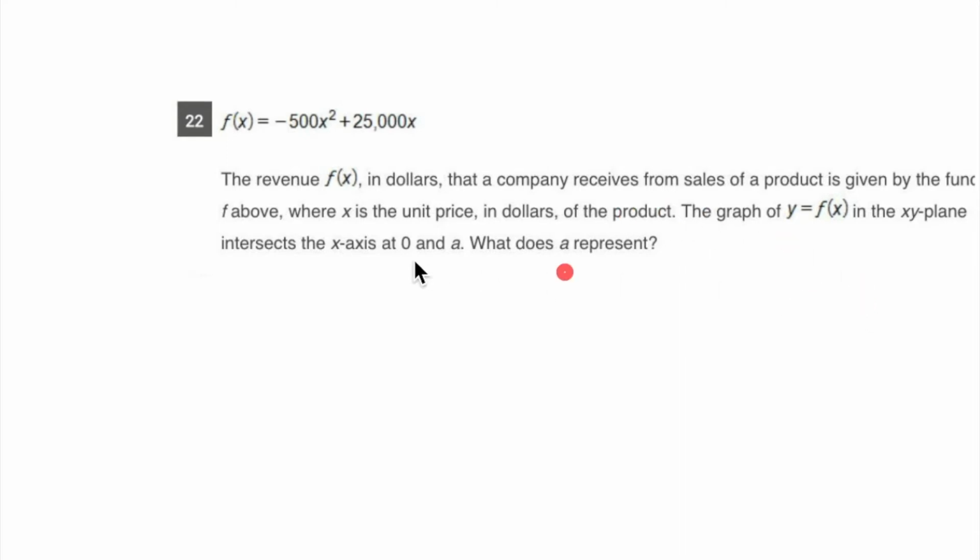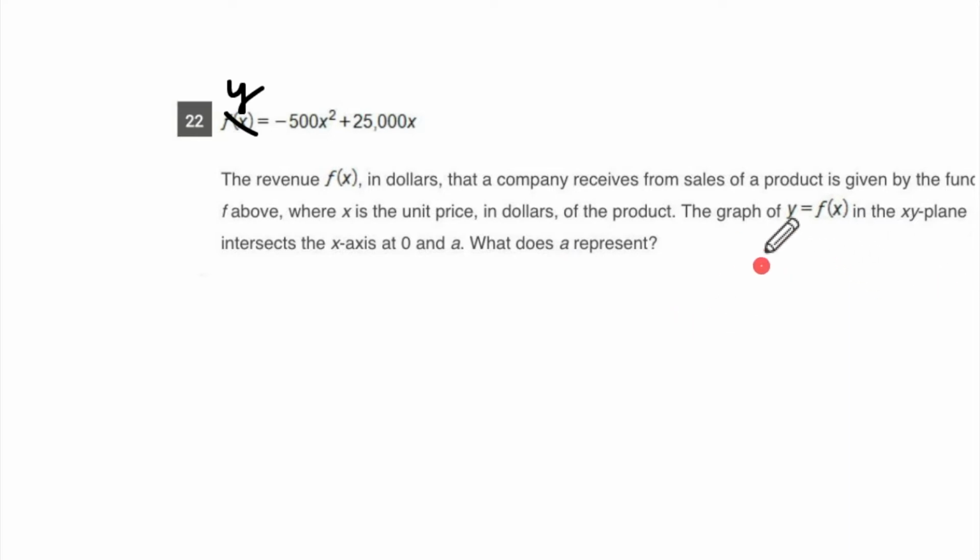So this one says the revenue in dollars. It gives you a function equation again. And remember, don't let that scare you. This is just y. The revenue f of x in dollars that a company receives from the sales of the product is given by the function f above, where x is the unit price in dollars of the product. The graph y equals f of x in the xy plane intersects the x-axis at 0 and a. What does the a represent?